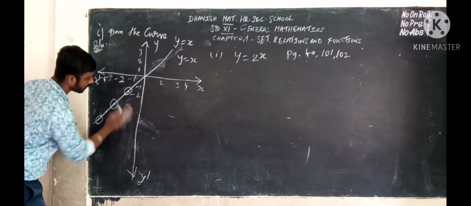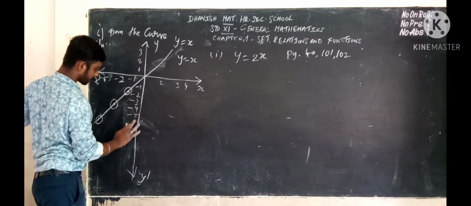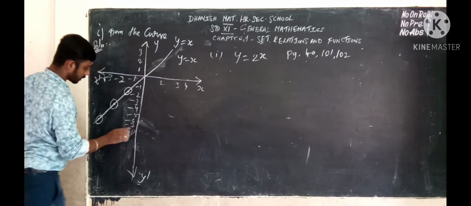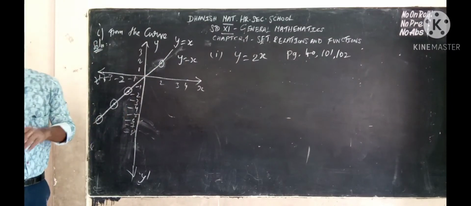So this value comes here. Minus 4, then minus 5, minus 6, minus 7 and minus 8. So it will be traveling into the origin. Let's write the condition here.